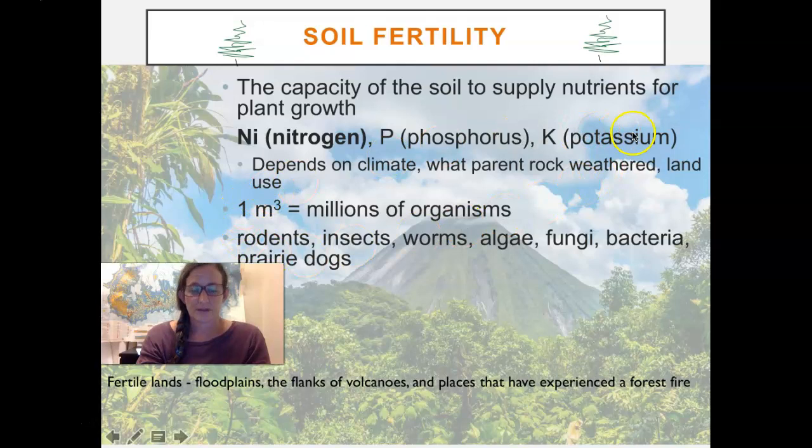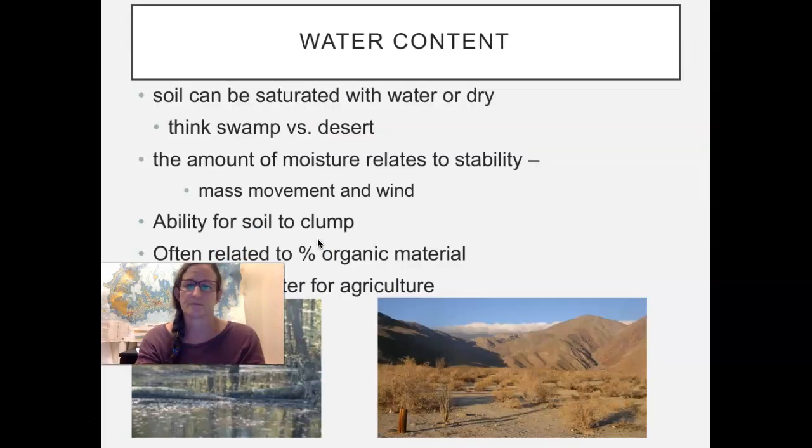And the availability of those different nutrients is going to depend on the climate, what the parent rock was that eroded to form that soil, and what the land use is. The areas of the world with the most fertile soils are those that are kind of disturbed. So a floodplain that gets renewed nutrients when a river floods and leaves its channel, maybe along the flanks of volcanoes, and places that have had forest fires where you're creating raw new nutrients.